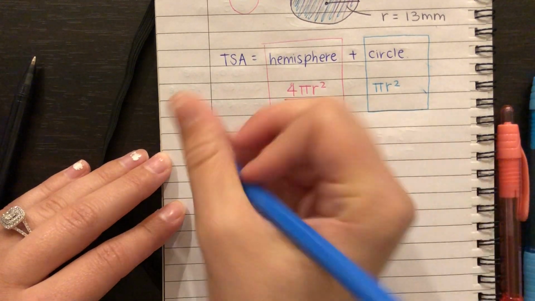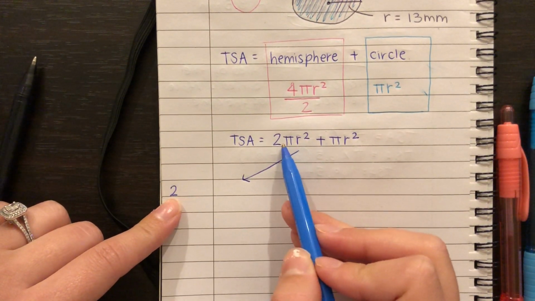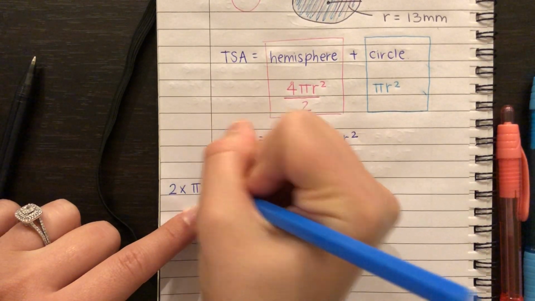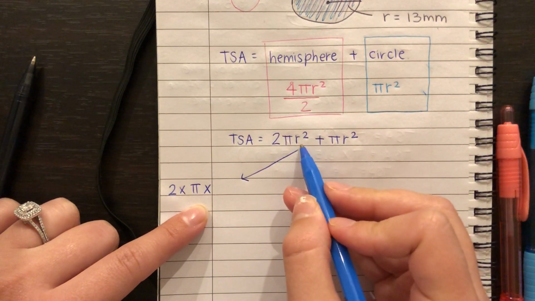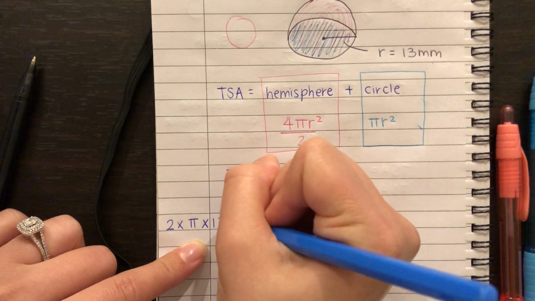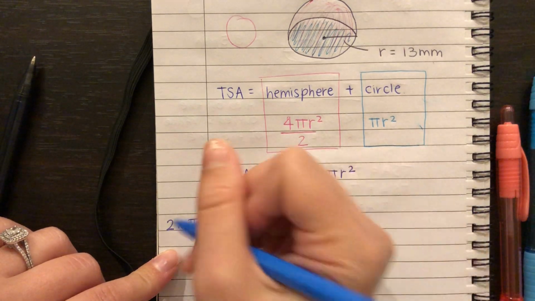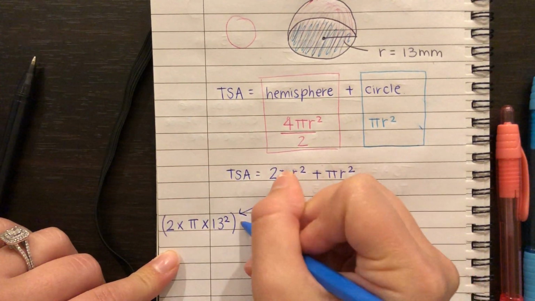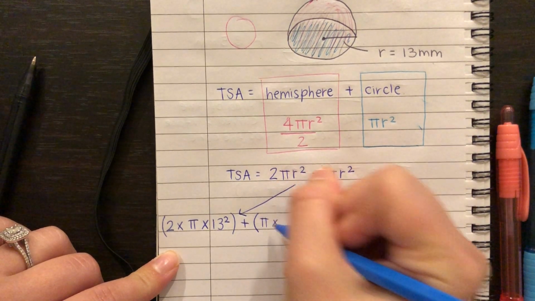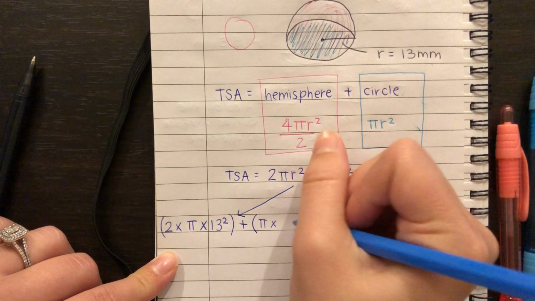So 2, remember no gaps equals an imaginary times sign. So 2 times pi times the radius squared, and our radius is 13. Now I'm going to put brackets around both parts so we don't get confused. Plus pi times the radius squared, which is 13 squared.